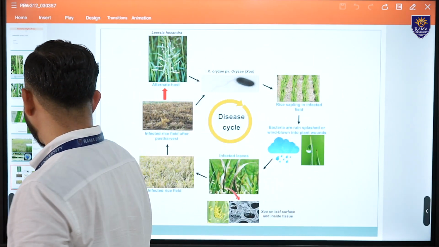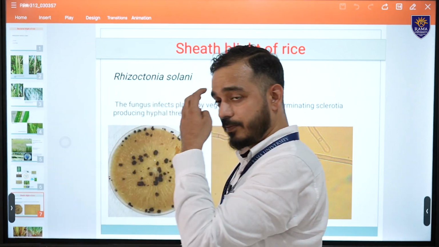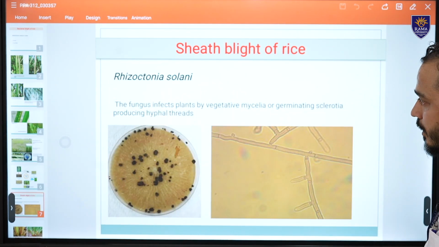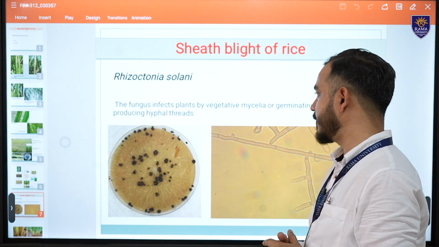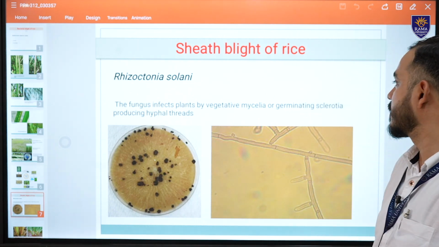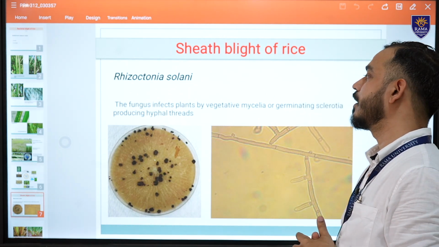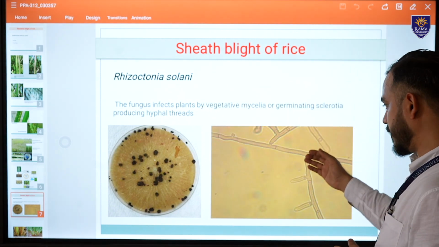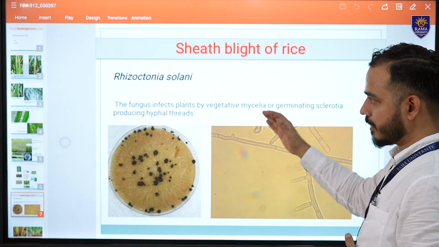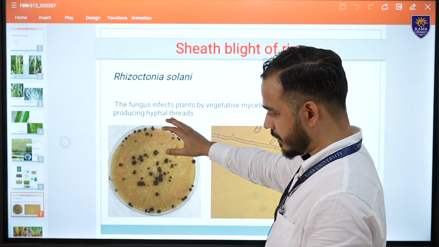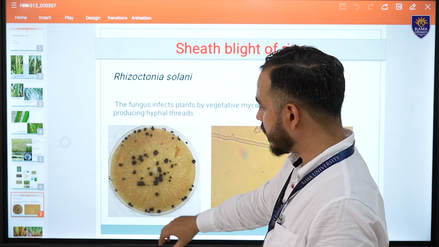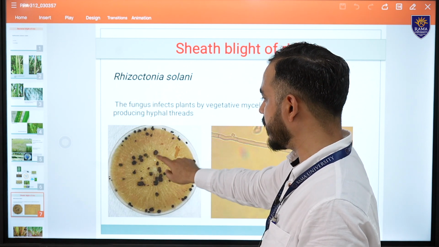The next important disease is sheath blight of rice, which is caused by a fungus, Rhizoctonia solani. The fungus infects plants by vegetative mycelium or germinating sclerotia producing hyphal threads. Here in the picture you can see the mycelium of Rhizoctonia solani, and this is a culture plate of Rhizoctonia solani. The mycelium is all over the plate, and here you can see the black dot structures.